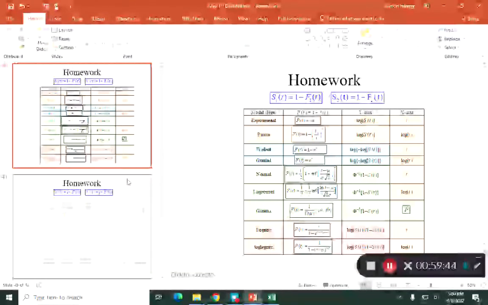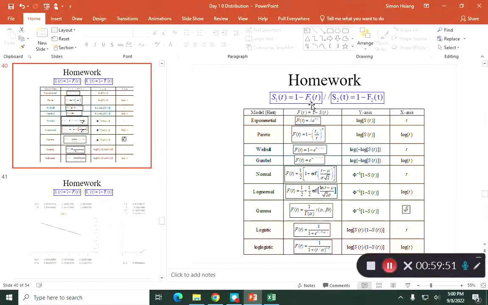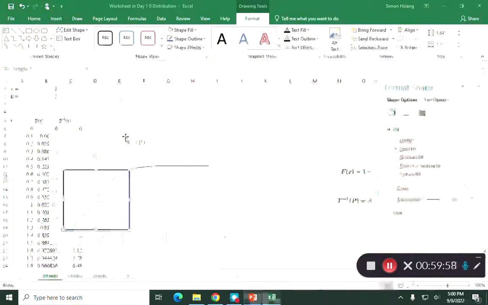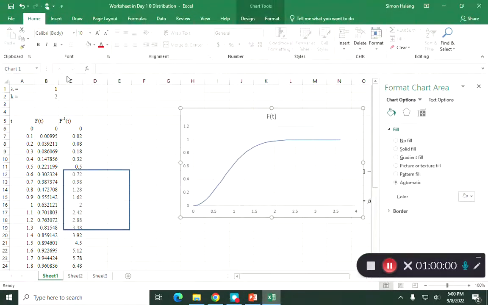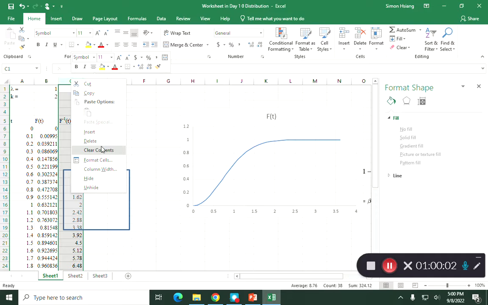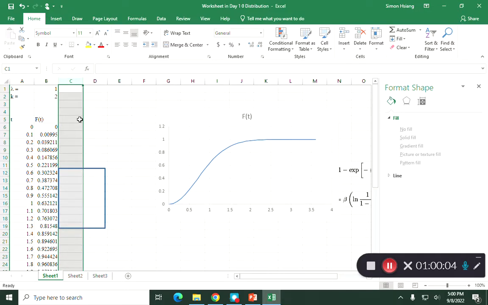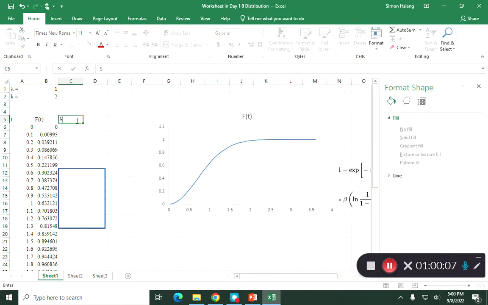The homework is basically doing the following. I will call this failure function FT. If this is FT, the other function is called ST. ST, the survival function, equals 1 minus FT.